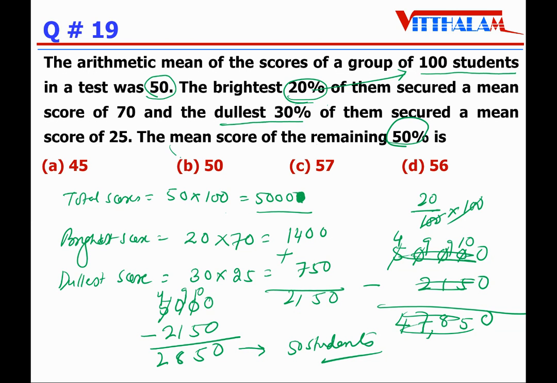What we have to find out? The mean score. So that means 2850 by 50. The 0s get cancelled. Now 5 fives are 25. 28 minus 25 is 3. So 5 becomes 35, and 7 fives are 35. So the mean score is 57. That's the answer.